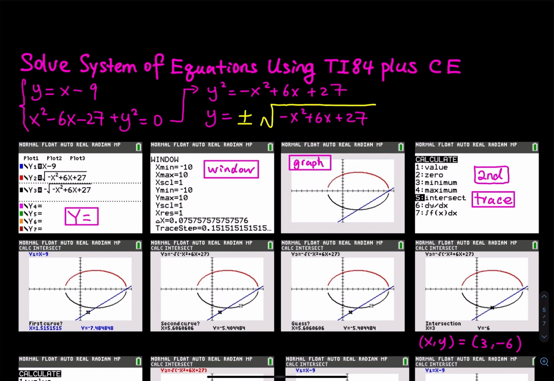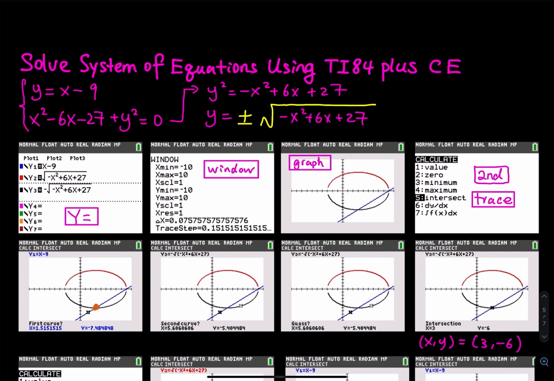So once you click 5, it brings you back to the menu. Now they are asking you for the first curve. The cursor is on the straight line. Do you see that? The cursor is on the straight line. And then what are we looking for exactly? We are looking for this intersection.